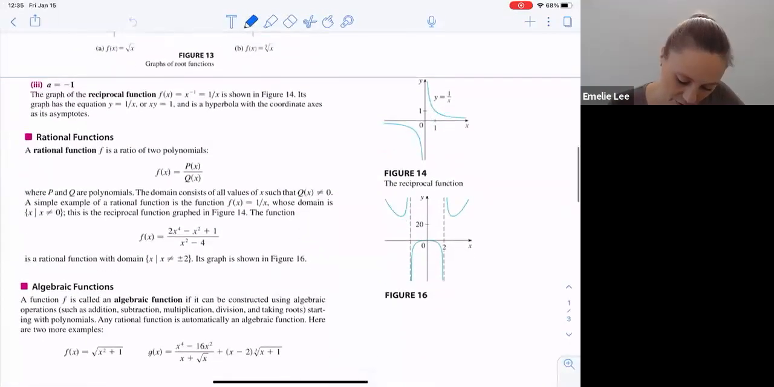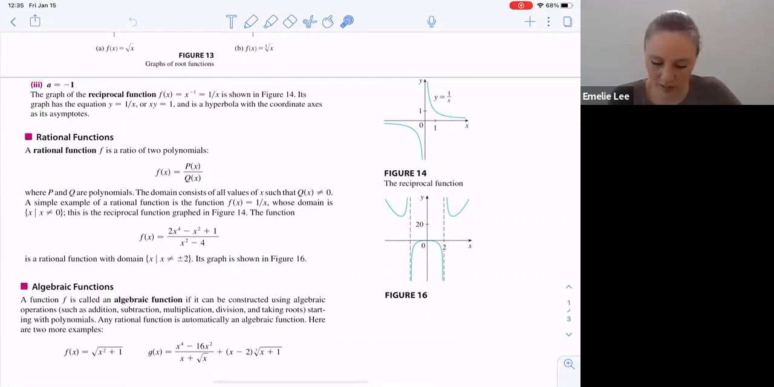So then we move on to rational functions. So rational functions is just a fraction of a polynomial over a polynomial. And these can be as simple as 1 over x, right? Or as nasty as 2x to the 4 minus x squared plus 1 over x squared minus 4, right? Which would end up looking something like this. And we'll get there, but, right, and so we've got 2 asymptotes because x can't be -2 or +2.